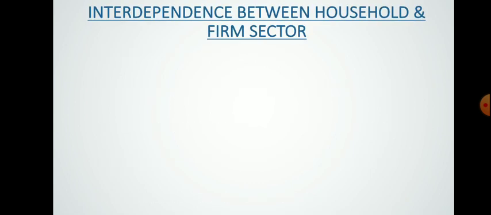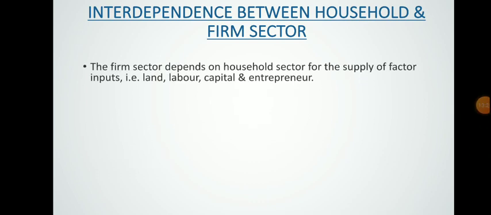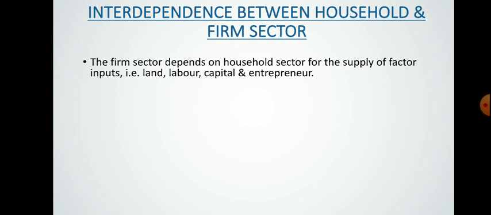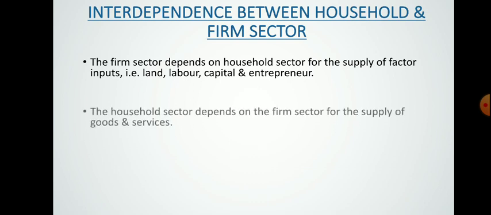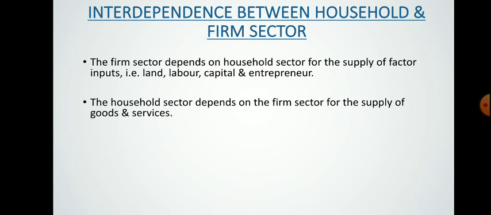Now, moving towards the interdependence, let's see the interdependence between the household and the firm sector. So, how are they interdependent? See, the firm sector depends on the household. Why? Because household is the owner of the factors of production, and that is why they are the supplier of these factors of production. Because of that, the firm sector depends on household. Similarly, household also depends on firm. Why? Because who is the supplier of goods and services which the household requires? The firms are the supplier of those goods and services. So, the household sector also depends on the firm sector, because they produced and then supplied those goods and services to the households.